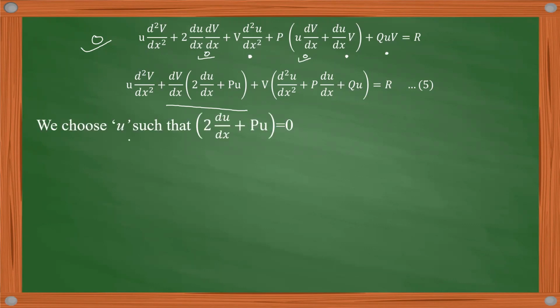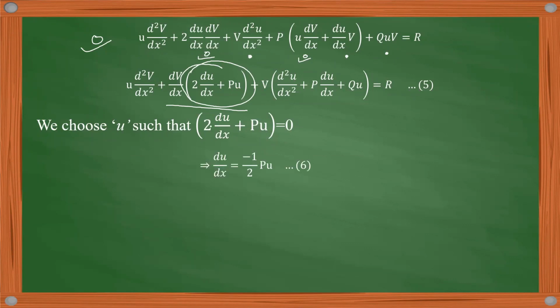Now what we will do, we will choose u such that 2 times du by dx plus p of u will be equal to 0. That is why this method is known as removal of first derivative: because this part will be equal to 0, there is no term of first order differentiation in this equation.